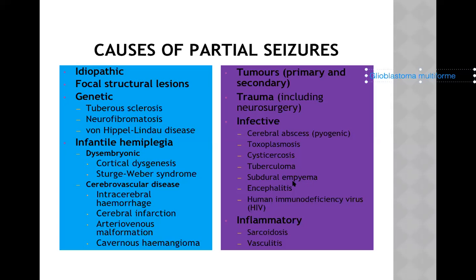Subdural empyema is a collection of pus in the subdural space. Encephalitis is the inflammation of the brain parenchyma, which is caused by many different viruses, and even HIV can lead to partial seizure. And some other causes would be inflammatory, like neurosarcoidosis, a type of sarcoidosis which involves the central nervous system, and vasculitis, which is part of connective tissue disorders. So if the question is asked to you, you can always answer a few of the causes like this.